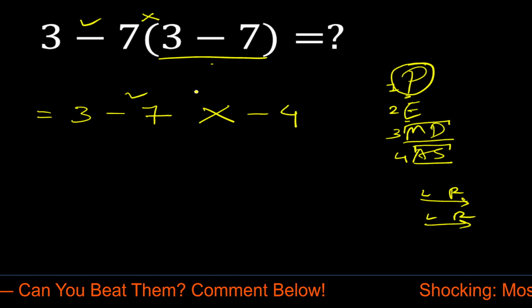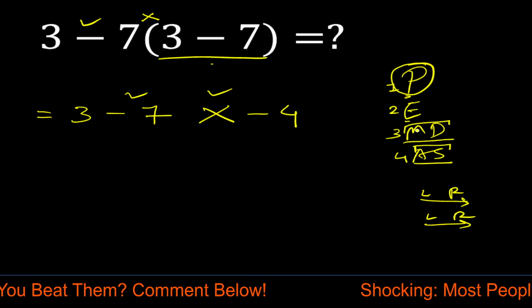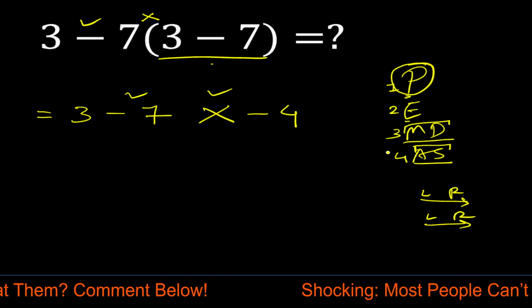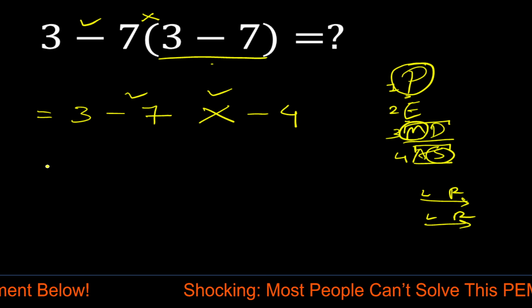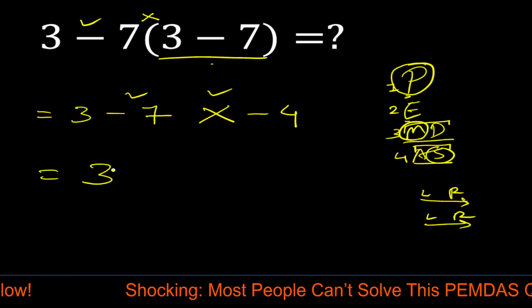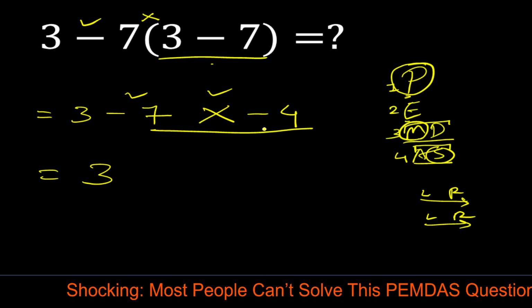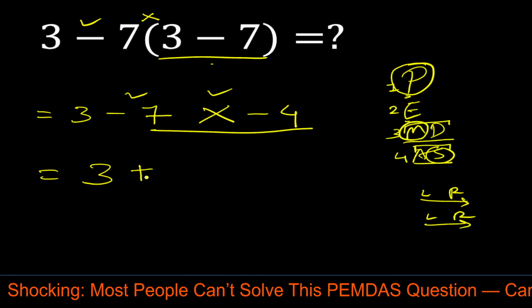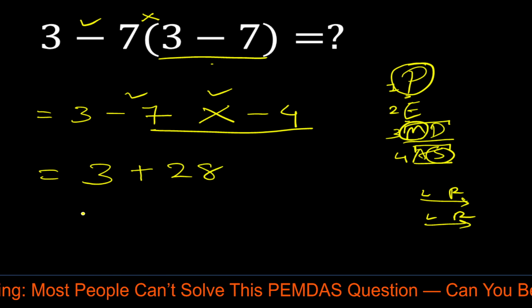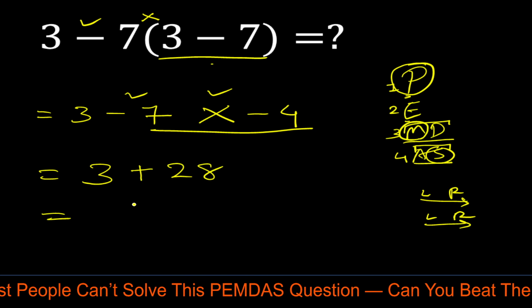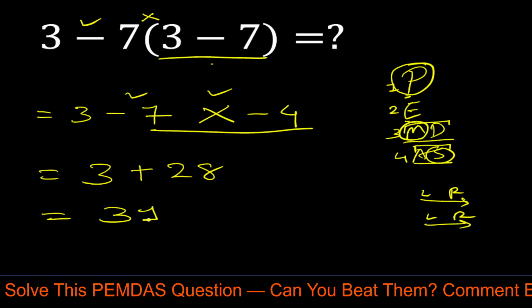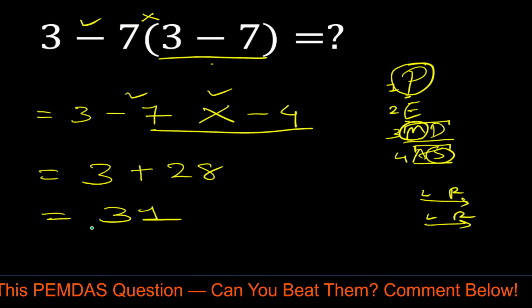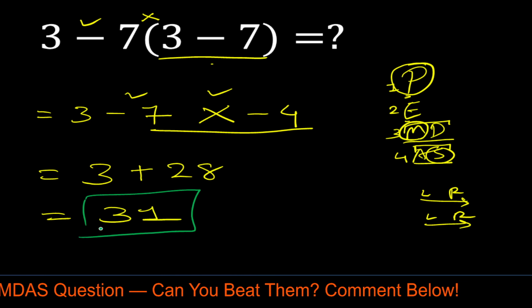Now here we have subtraction and here multiplication. So according to the PEMDAS rule, first we have to solve multiplication, then we have to solve subtraction, right? So 3. Now minus 7 times minus 4 is equal to plus 28, right? So 3 plus 28 is equal to 31. So the correct answer is 31, right?